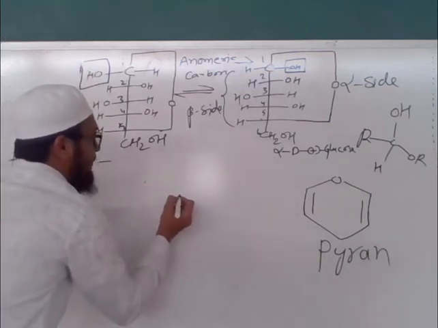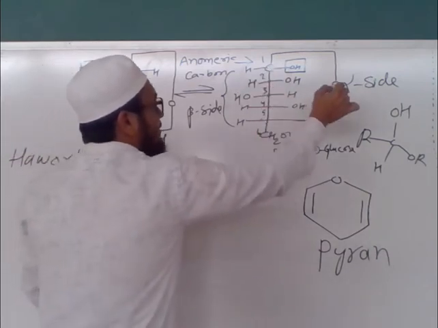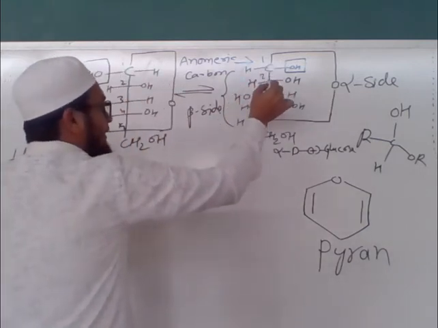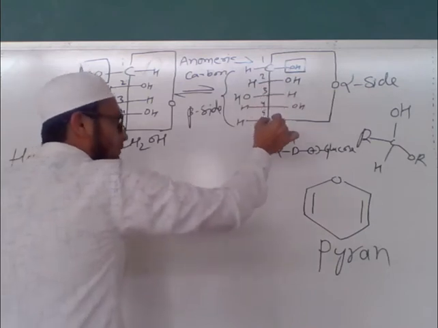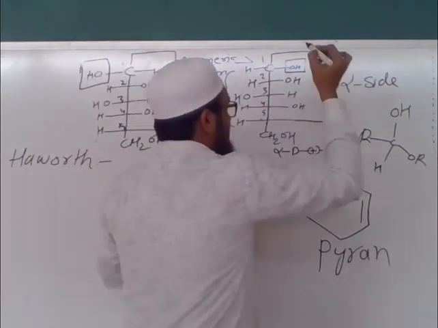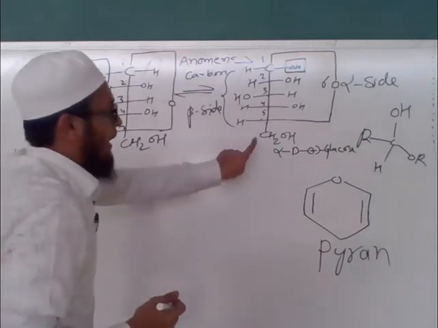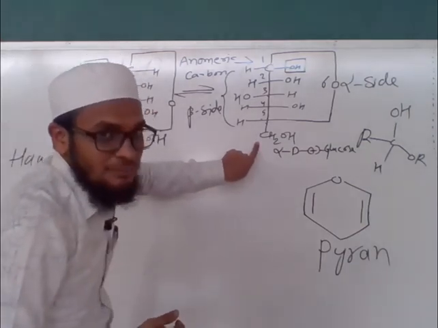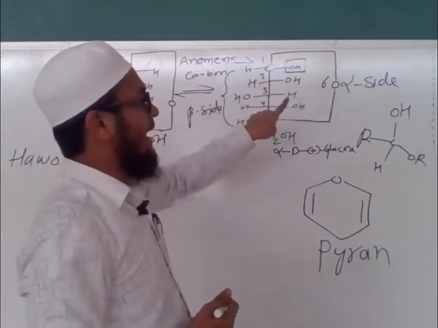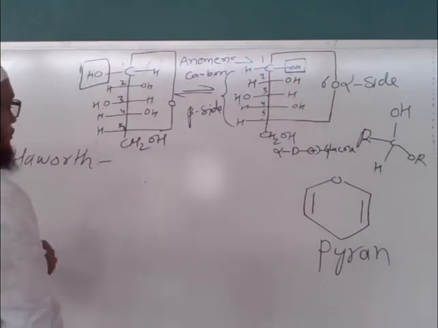Let me write a 6-membered ring. 1, 2, 3, 4, 5, and this oxygen is 6. Look at here properly. This one is 5, and 6 is the oxygen. Okay, so it is a 6-membered ring. This primary alcohol is present as a branch, so don't look at that. Just count this. How many groups are in the cycle? Oxygen, this carbon, 2, 3, 4, 5, 6. Okay.